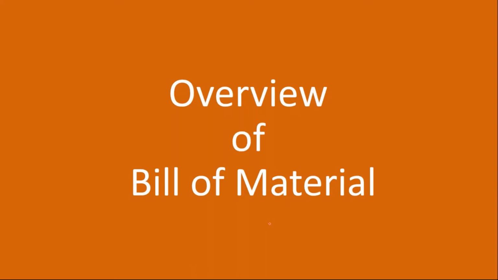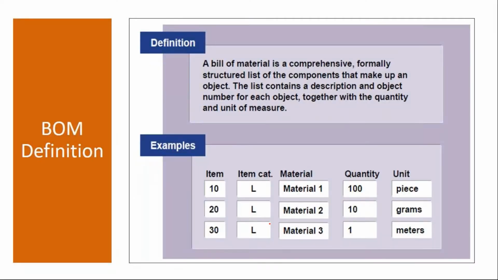So first we'll start with the overview of bill of material. What is bill of material? A bill of material is a comprehensive, formally structured list of the components that make up an object. The list contains a description and object number for each object, together with the quantity and unit of measure. So a bill of materials will give you the components required, along with their quantities, to manufacture a product.